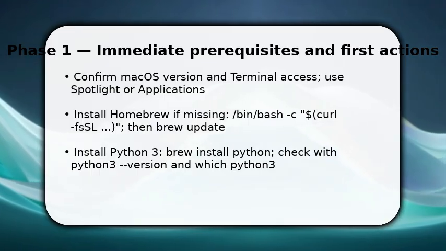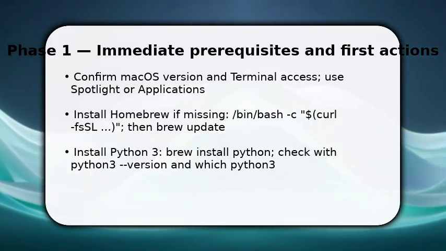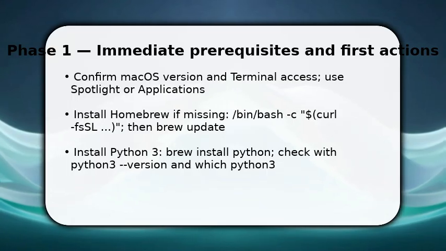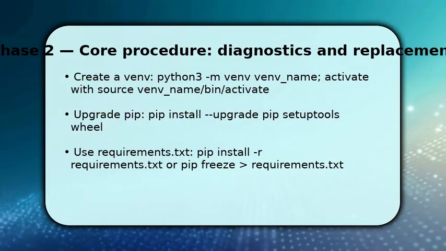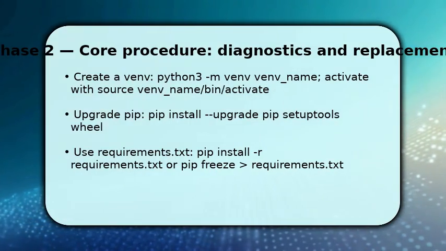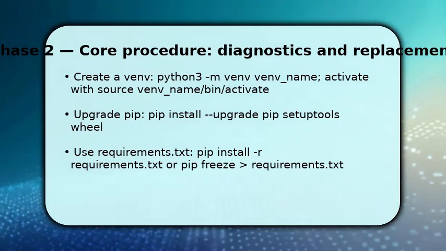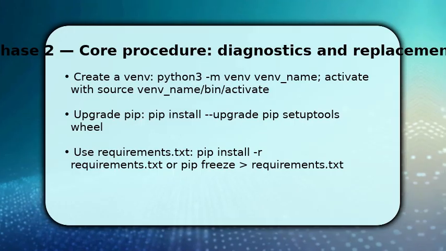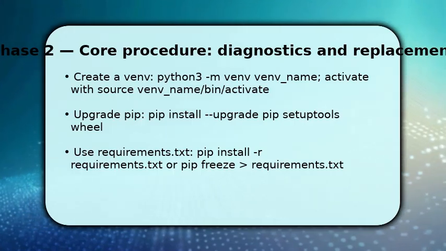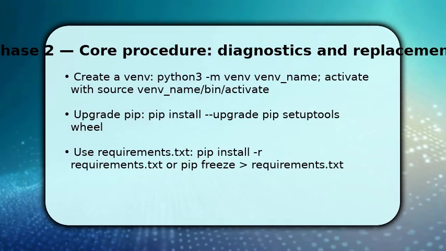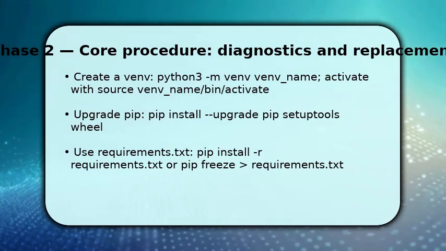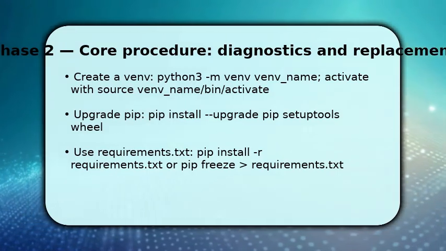Once Python is installed, create a virtual environment to isolate dependencies. Run python3 -m venv venv-name, then activate it with source venv-name/bin/activate. This prevents package conflicts and keeps projects reproducible. Next, upgrade pip, setuptools, and wheel for smooth installs. pip install --upgrade pip setuptools wheel because older installers can fail.